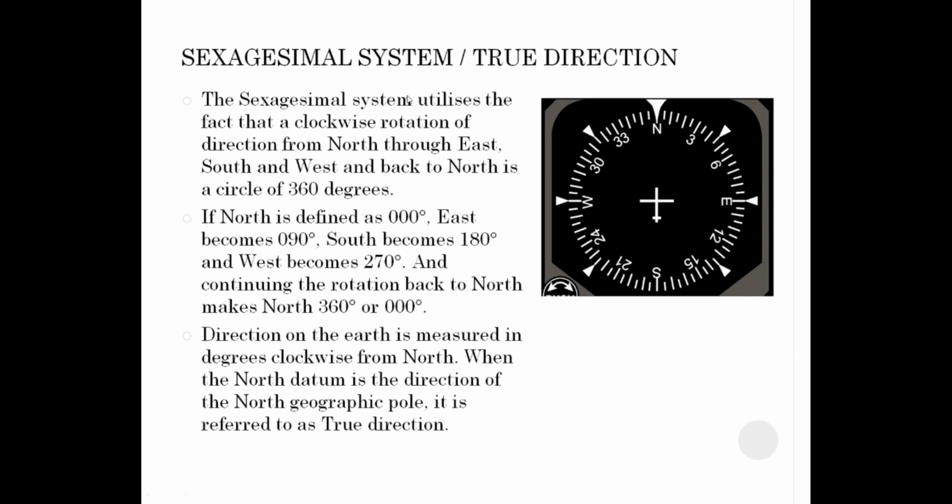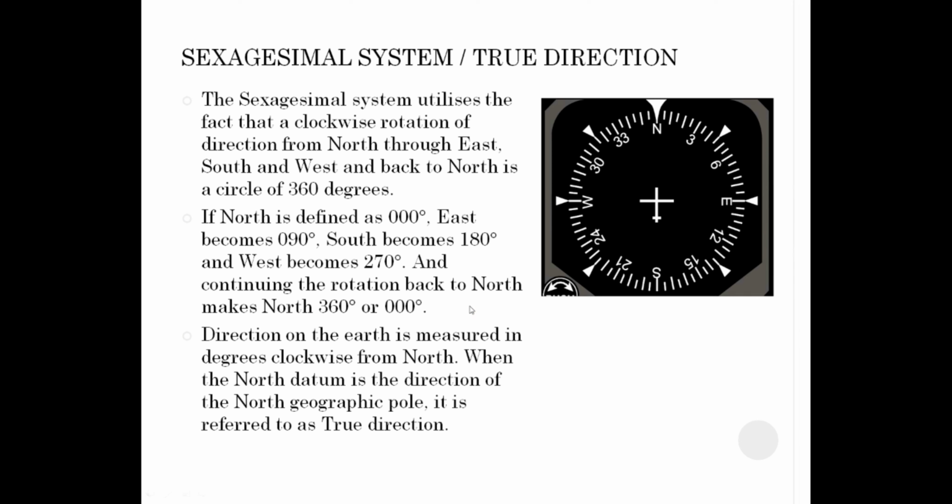Now let's understand the sexagesimal system of true direction. The sexagesimal system utilizes the fact that a clockwise rotation of direction from north to east, south and west and back to north is a circle of 360 degrees. Easy, simple. If north is defined as 000 degrees, then east becomes 090, south becomes 180, west becomes 270, and again north 360. So north is either 360 or 000 degrees.